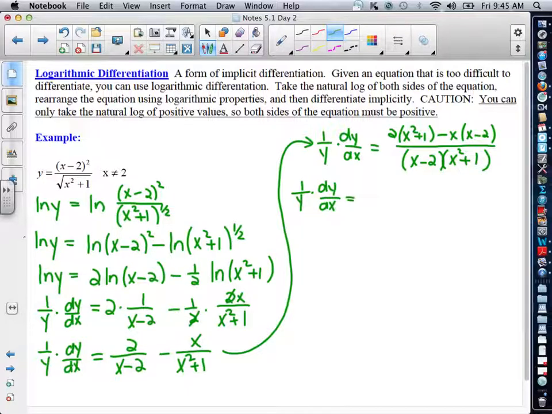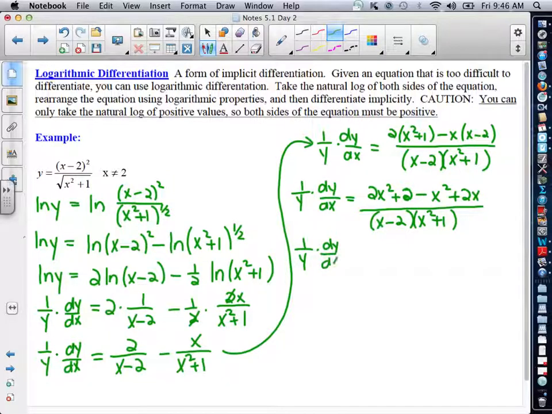So I still have 1 over y times dy over dx. In the top, if I distribute, I'll have 2x squared plus 2 minus x squared plus 2x. That bottom in that factored form. And then combine like terms in the top. I have x squared plus 2x plus 2, x minus 1, x squared plus 1 in the bottom.